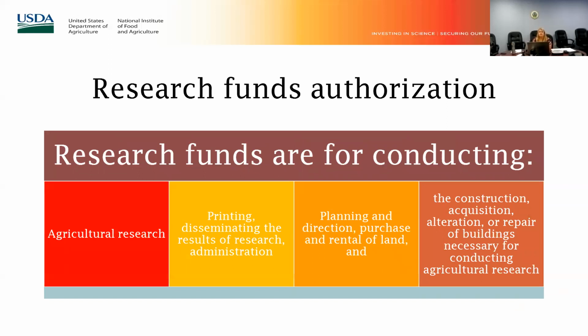So what are those? For research under Evans-Allen, funds are for conducting actual research, for printing and disseminating the results of the research, planning, direction, purchase and rental of land, and the construction, acquisition, alteration, or repair of buildings necessary for conducting agricultural research. Those are the four broad areas.